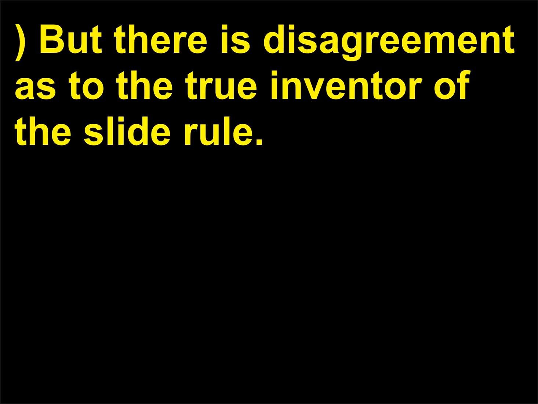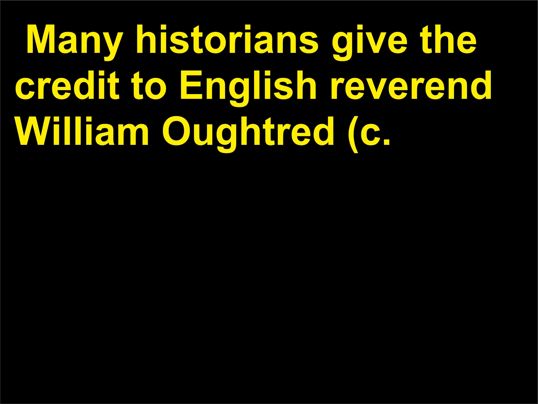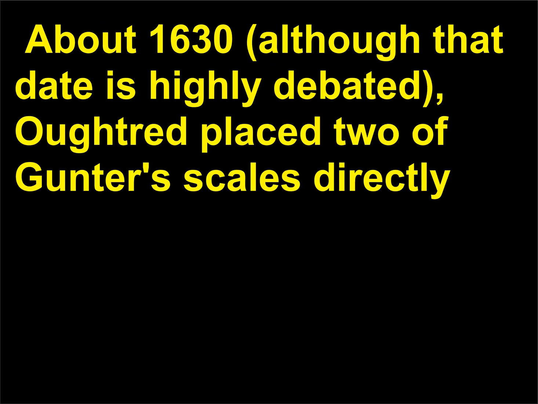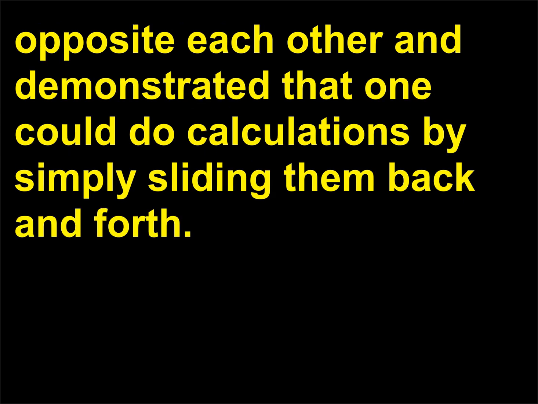But there is disagreement as to the true inventor of the slide rule. Many historians give the credit to English Reverend William Oughtred, c. 1574 to 1660, who improved upon Gunter's idea. About 1630, although that date is highly debated, Oughtred placed two of Gunter's scales directly opposite each other and demonstrated that one could do calculations by simply sliding them back and forth.